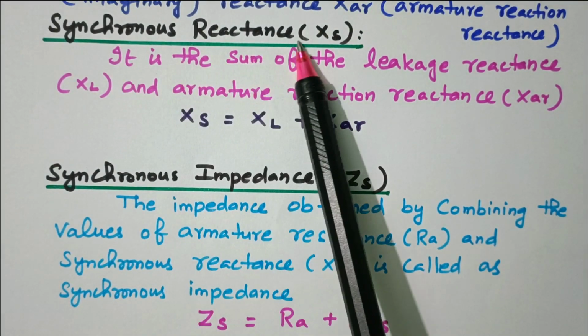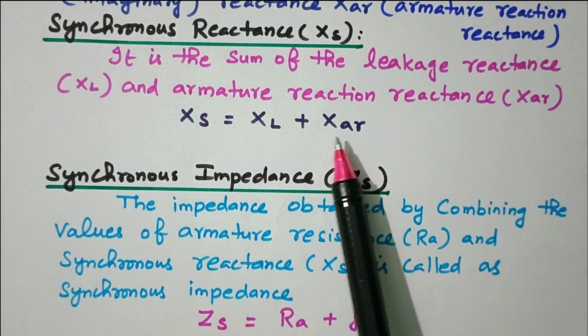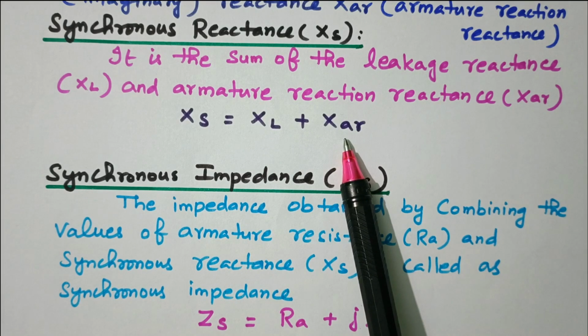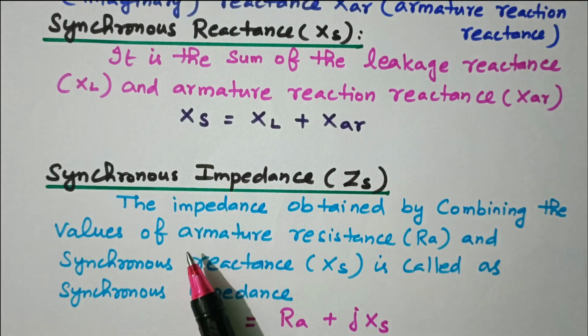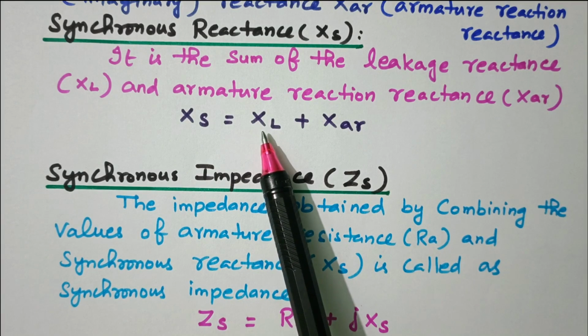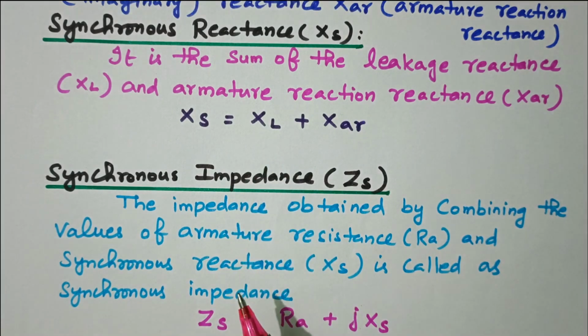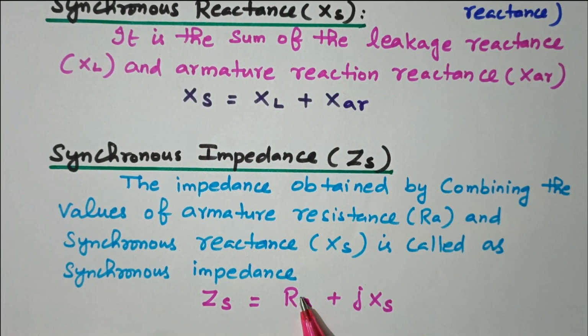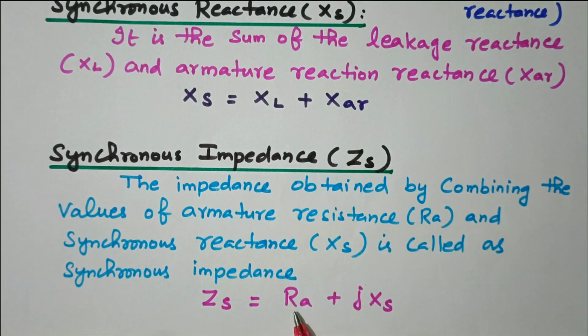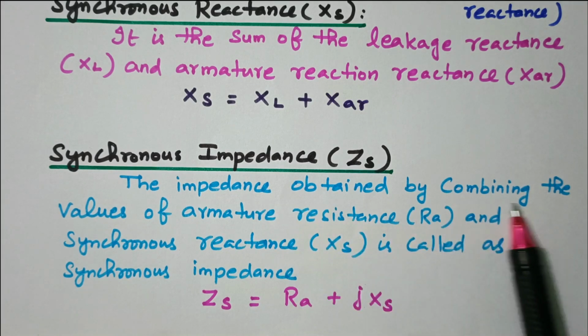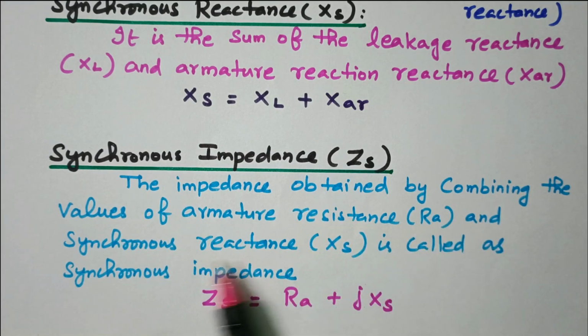So synchronous reactance XS is nothing but XL plus XAR. Leakage reactance and armature reaction reactance, both are added together, so generally it is called the synchronous reactance. Then what is the impedance? We have one more parameter, armature resistance. By adding armature resistance, we will get the synchronous impedance. So Z equals RA plus jXS, where XS is nothing but XL plus XAR. The impedance obtained by combining the value of armature resistance and synchronous reactance is called synchronous impedance. ZS equals RA plus jXS.